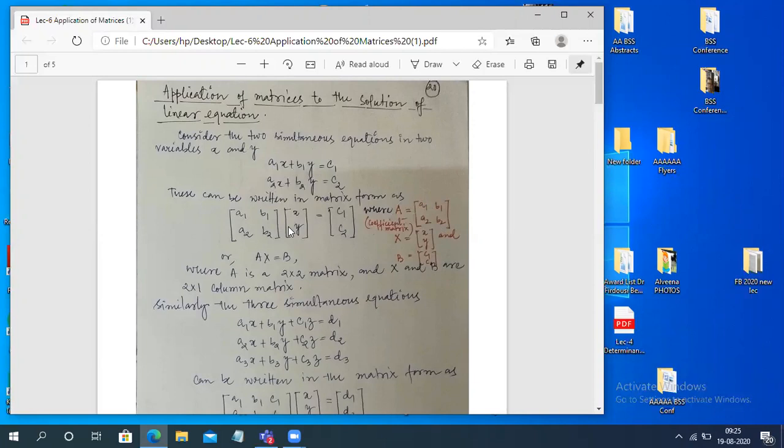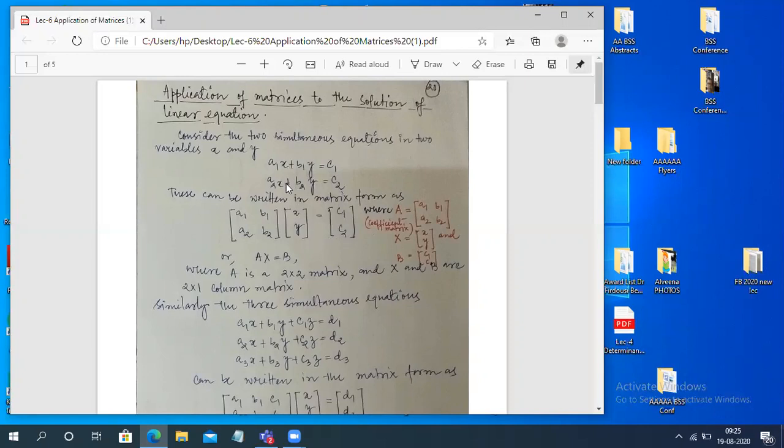And this X is the column matrix formed with the unknowns x and y. So x and y is a column matrix of order 2 by 1. Here there are two variables, so this is a column matrix of order 2 by 1. And c1, c2 are the constants on the right hand side of the equations, and this c1, c2 will form the column matrix of order 2 by 1.